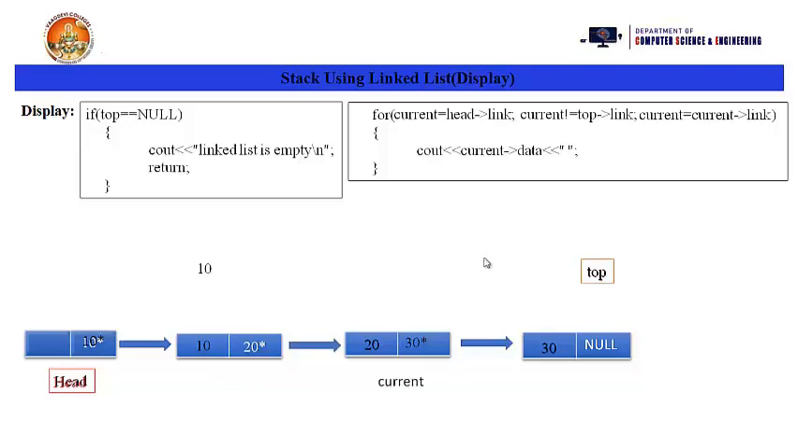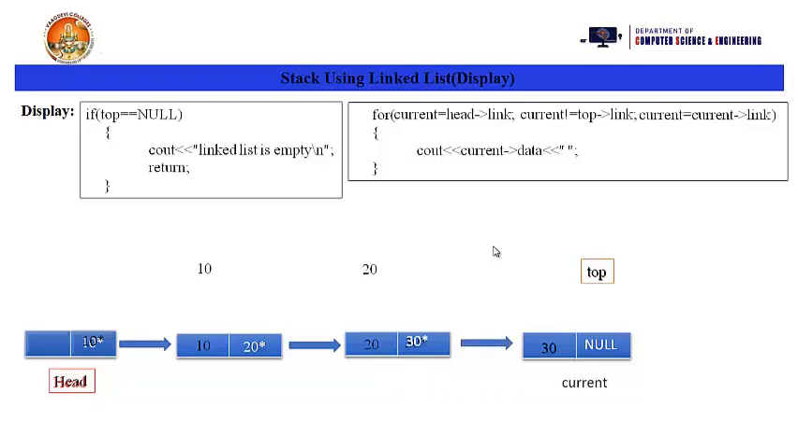Now we need to check the condition again, current not equal to top tends to link. Current is pointing to the 20 node and top tends to link is null. So current is the 20 node and it is not equal to null. Then we execute the for loop body, current tends to data, which is 20. Then we increment, current equal current tends to link. Current tends to link is the 30 pointer. It is moving to the 30 node. Now the 30 node acts as the current node here.